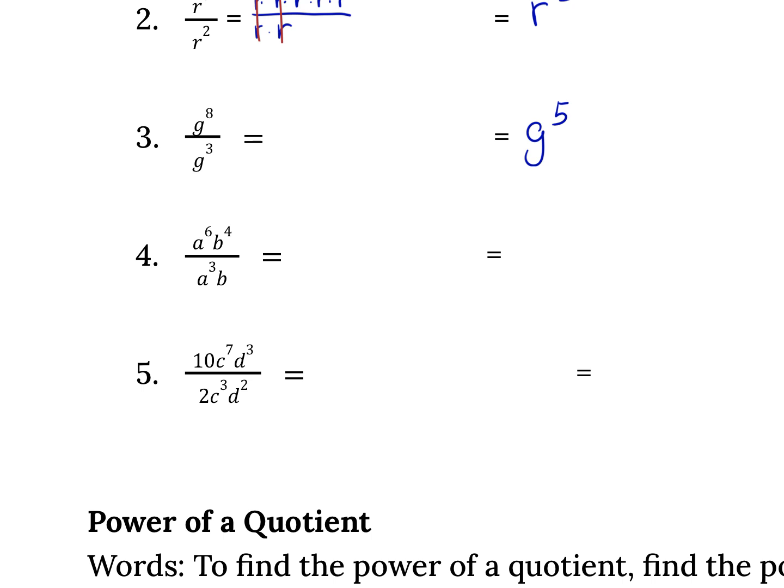So remember, only follow with the variable that it is. So for A, I'm going to have 6 minus 3. And so for 6 minus 3, I'm going to get 3. For my B's, I have 4. Ooh, what's the exponent on the bottom? 1. Remember, I always put that there so we don't forget. And that makes that a B to the 3rd. So if I have A to the 6th, B to the 4th, over A to the 3rd, B to the 1st, that results in an A to the 3rd, B to the 3rd.